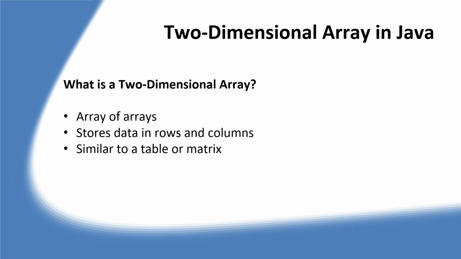So, what is a two-dimensional array? A two-dimensional array is an array that contains multiple arrays. It stores data in rows and columns, just like a table, spreadsheet, or a matrix. It is useful when data needs to be organized in a grid format.